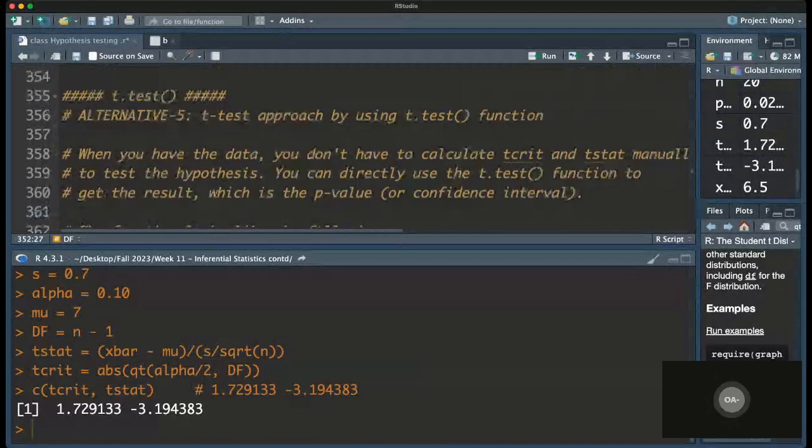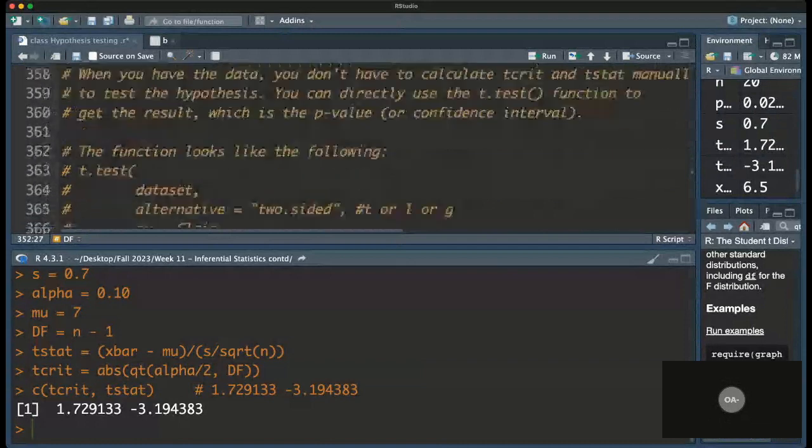So with the t-test function, you don't have to calculate your t-stat or t-crit or any of that. You just run the function, it spews out a report. You read off your report. In your report, you have the p-value. In your report, you have the confidence interval. And based on those two, you can come to a conclusion, write your conclusion, move on to the next problem. Very simple, very straightforward.